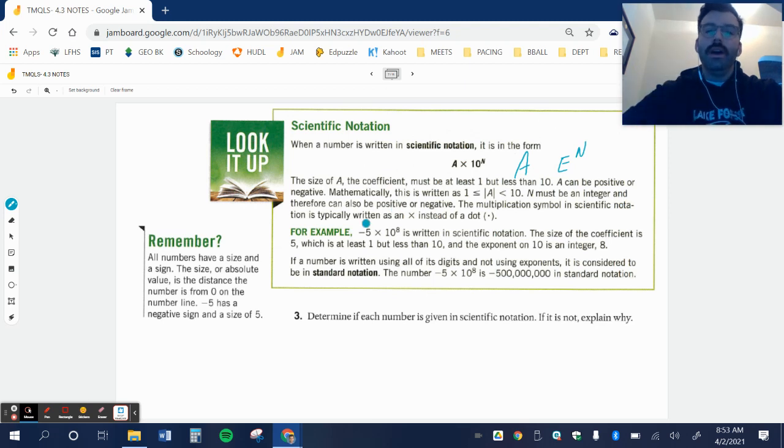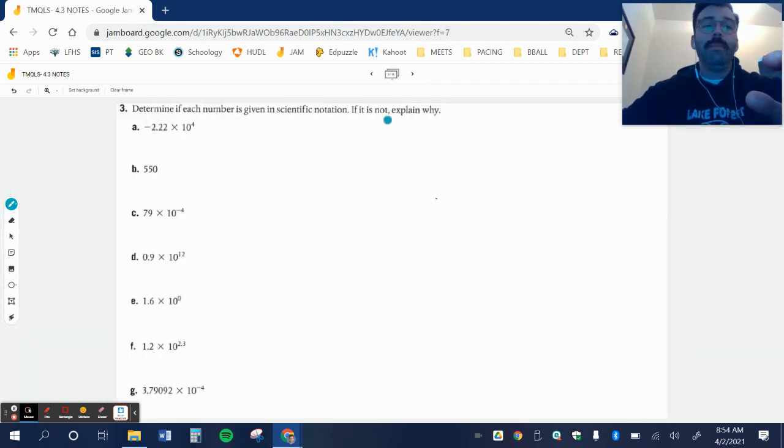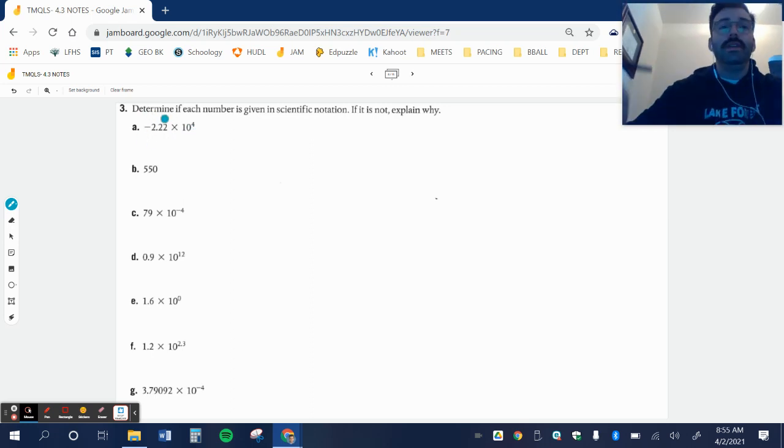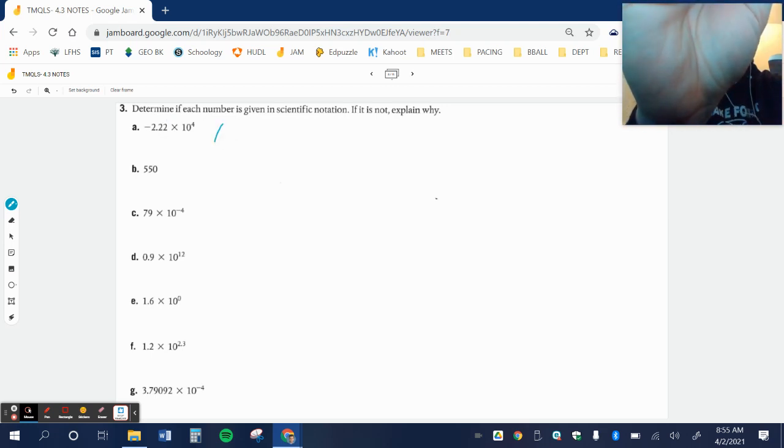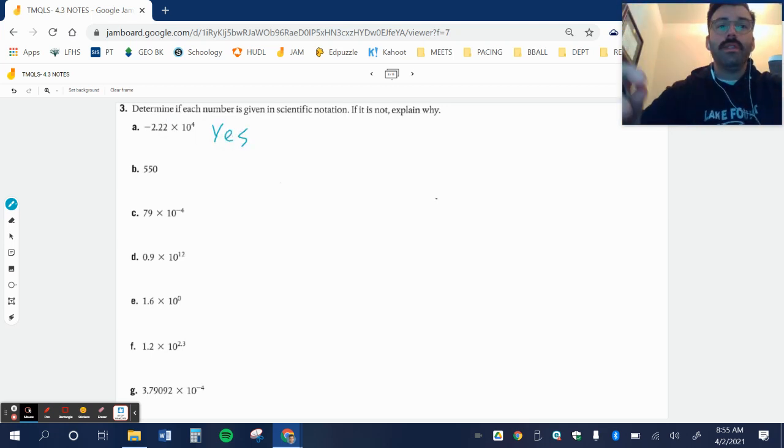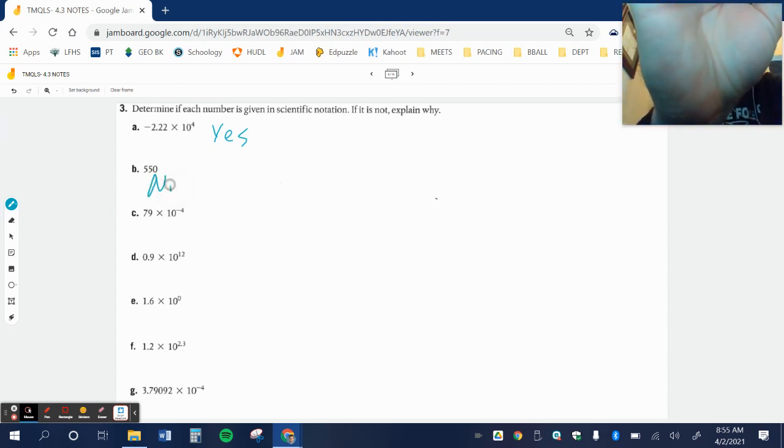For number 3, we're going to determine if the number is given in scientific notation. If not, explain why. I may have misspoken on that last one. Greater than 1, meaning the absolute value of this number. If you look at this to determine if it's in scientific notation, the absolute value of negative 2.2 is just 2.2. So this would be an example of scientific notation.